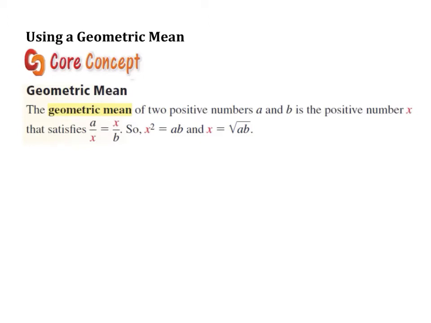All right, so let's revisit one of our core concepts, which is the geometric mean. Once again, the geometric mean of two positive numbers a and b is the positive number x that satisfies the proportion a divided by x equals x divided by b. So when we cross multiply, x squared equals a times b, and we square root both sides, which means x is equal to the square root of a times b. So pause the video here and look back at your previous examples and see if you can figure out the geometric mean of 24 and 48.